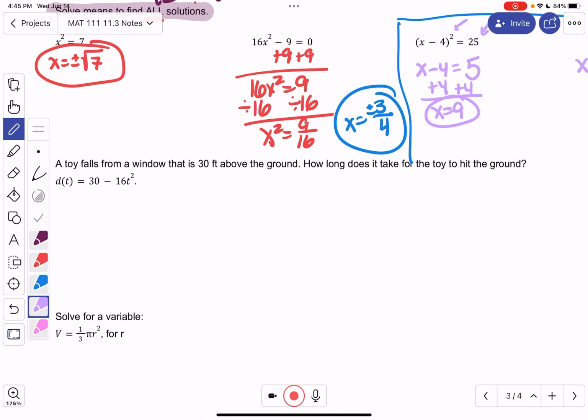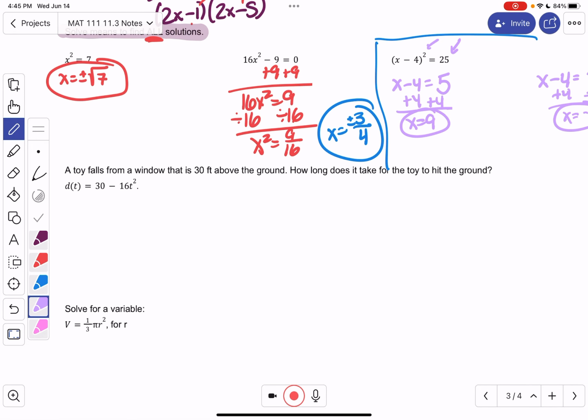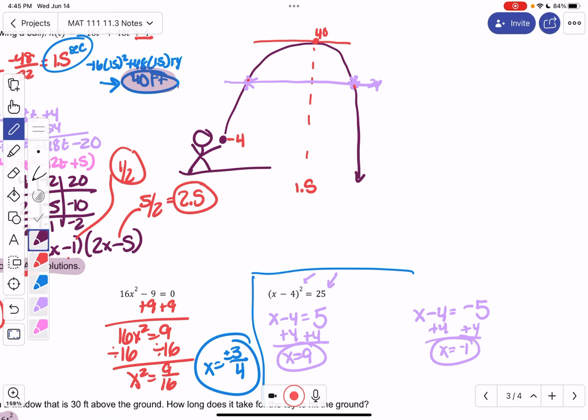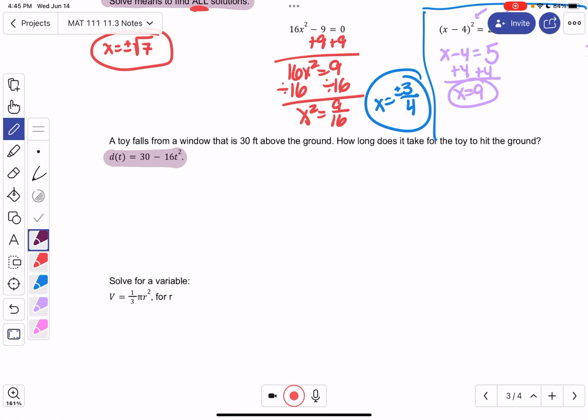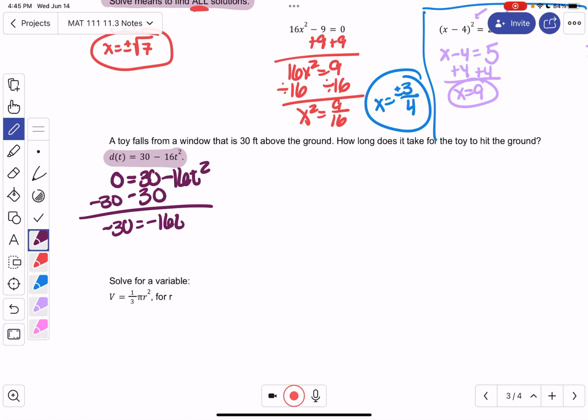All right, a toy falls from a window that is 30 feet above the ground. How long does it take for the toy to hit the ground? We're given an equation. Well, hitting the ground, if we go back up here, that's going to be our x-intercept, if you think about this like a graph. So we want to solve when it equals 0, when the distance from the ground is 0. So I would subtract 30 from both sides. Divide by negative 16.